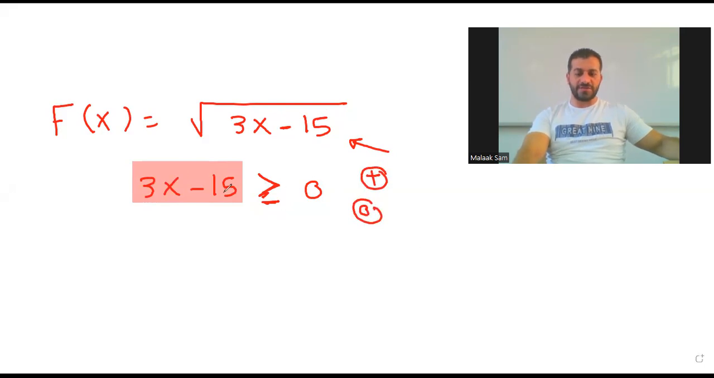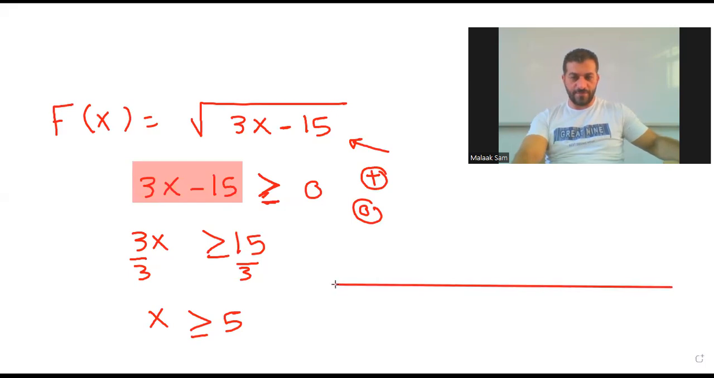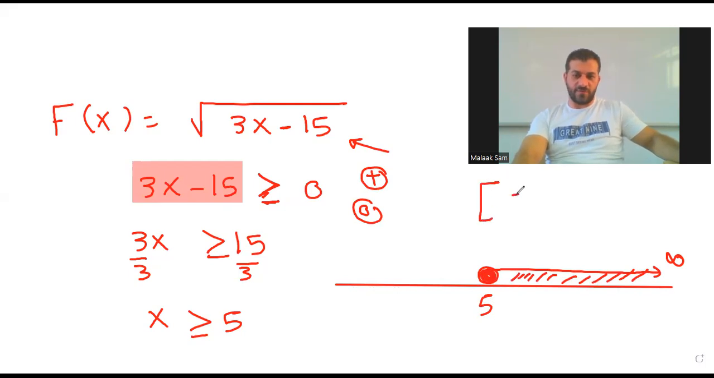So I wrote 3x minus 15 greater than or equal to 0, then 3x greater than or equal to 15, divided by 3 on both sides, then x more than or equal to 5. So what is the domain in this case? On the number line, we can find all values of x starting from 5 till positive infinity. So the domain is 5 closed and positive infinity.